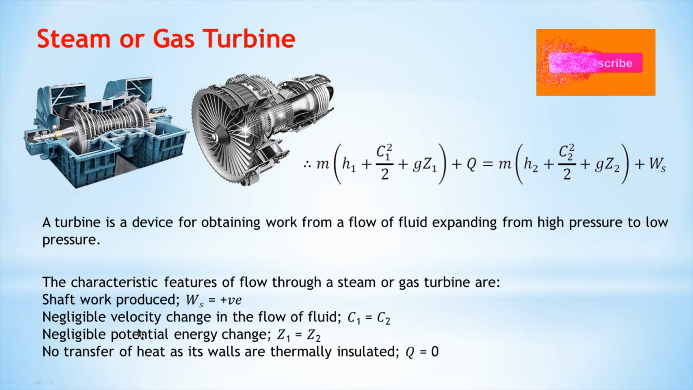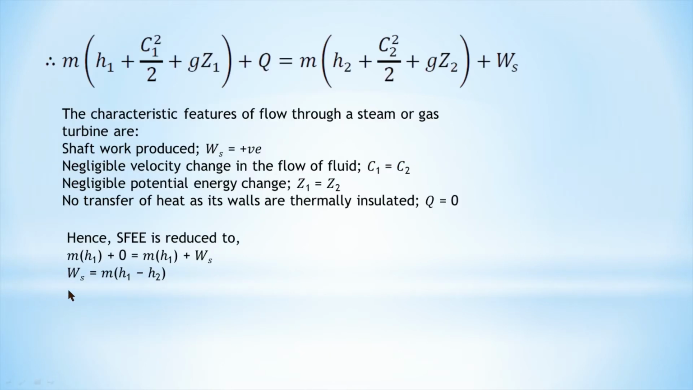Here we neglect the velocity change in the flow of fluid, so C1 equals C2 and Z1 equals Z2. And in the case of a turbine, the walls are thermally insulated, so there is no heat transfer between system and surrounding. So here we consider Q equal to 0. Hence, the steady flow energy equation is reduced to m into h1. Here we neglect the kinetic energy at inlet and outlet side. Here we also neglect the potential energy.